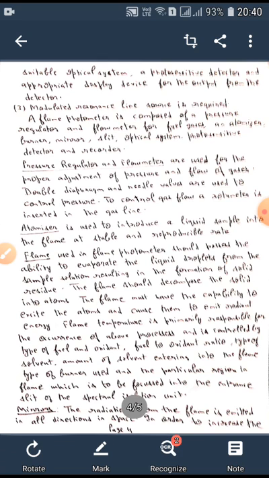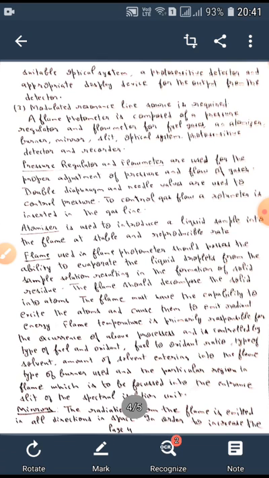Third requirement and the most important one is that of flame. The flame used in a flame photometer should possess the ability to evaporate the liquid droplets from the sample solution, resulting in the formation of solid residue. This has been depicted in the figure which we had studied earlier. This is the very important characteristic, that the flame must be able to evaporate the liquid sample, resulting in the formation of solid residue. The flame should decompose the solid into atoms.